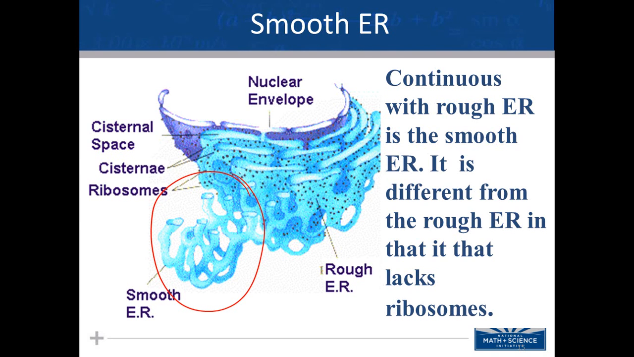There's a specialized form of the smooth endoplasmic reticulum that's used to store reserves of calcium. Calcium is needed in order for muscles to contract. So when a muscle is going to start to contract, the sarcoplasmic reticulum will release those calcium reserves in order for the muscle to contract.